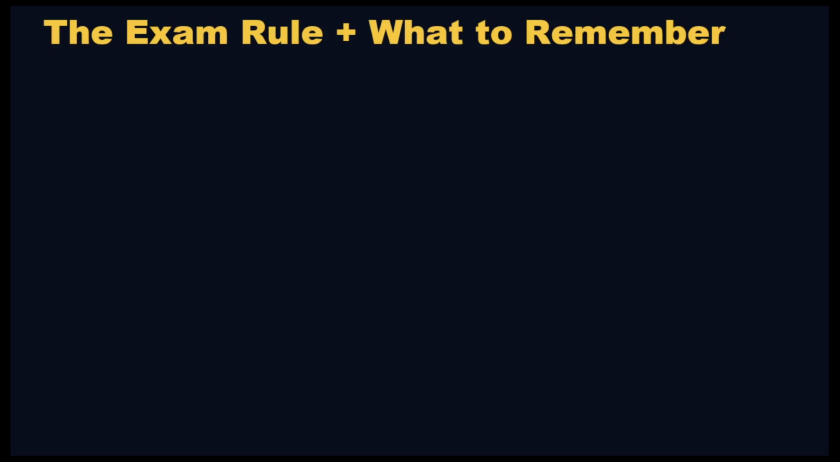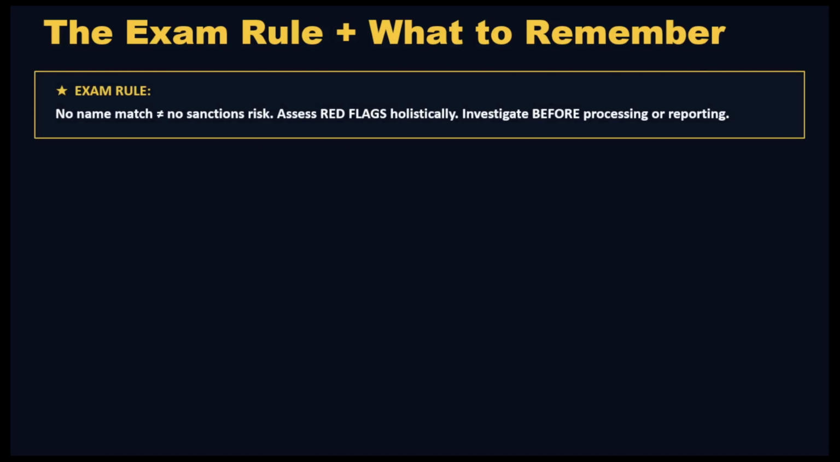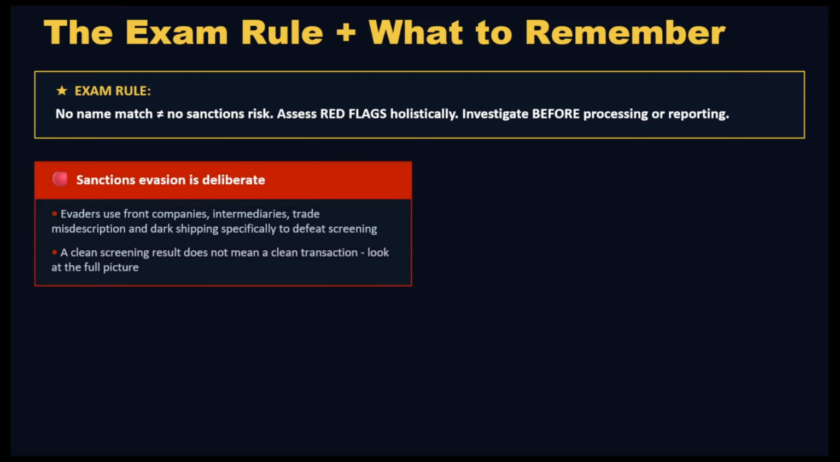So, four things to take away from this video. First, sanctions evasion is deliberate. Evaders use front companies, intermediaries, trade misdescriptions, and dark shipping specifically to defeat screening. A clean result does not mean a clean transaction.